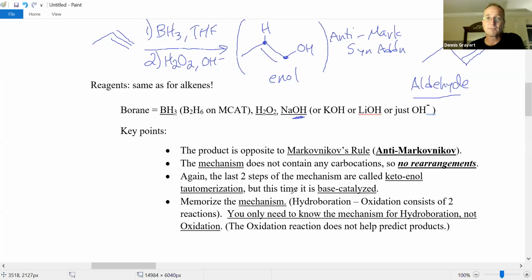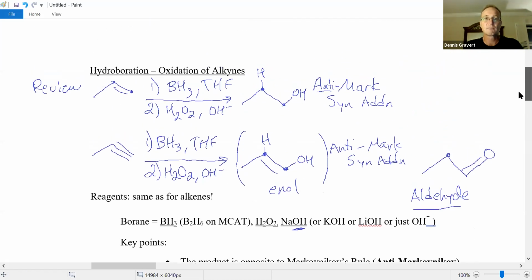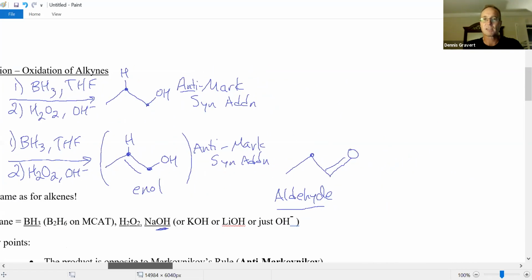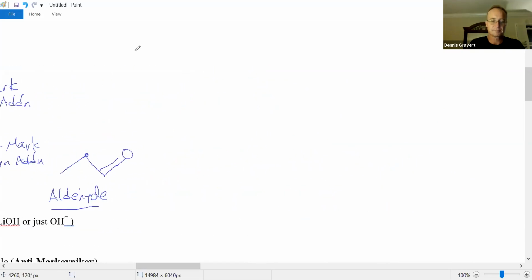Memorize the mechanism. What was the mechanism? Well, you only have to remember the first part of hydroboration. So let's go up and review it for the alkene. This is one of my favorite mechanisms because it's just one step and it's done. Well, it's not really done. It's all we have to have memorized.